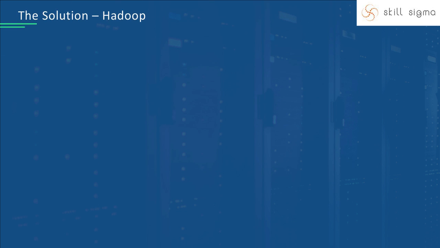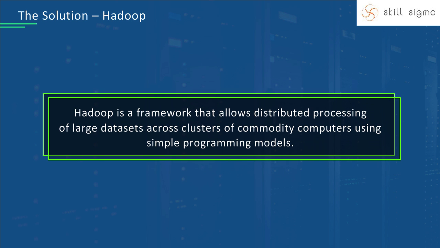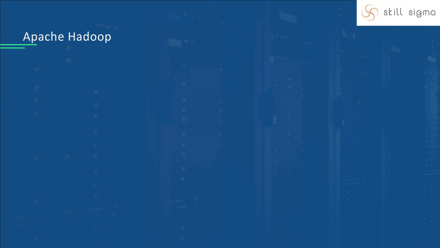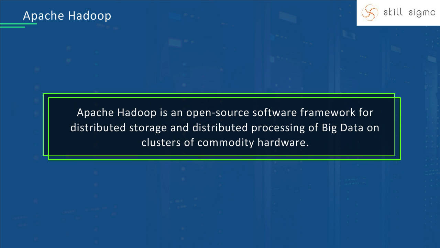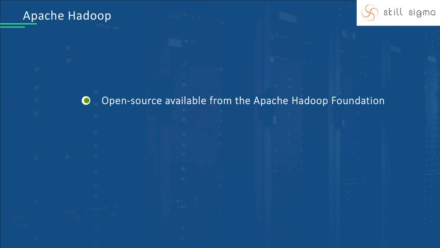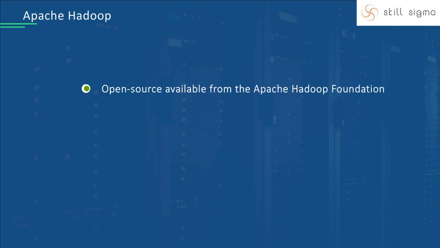The solution is Hadoop. Hadoop is a framework that allows distributed processing of large datasets across clusters of commodity computers using simple programming models. The framework which allows us to work on big data is Apache Hadoop. It is an open-source software framework for distributed storage and distributed processing of big data on clusters of commodity hardware. Apache Hadoop is an open-source software framework from the open-source community, apache.org.